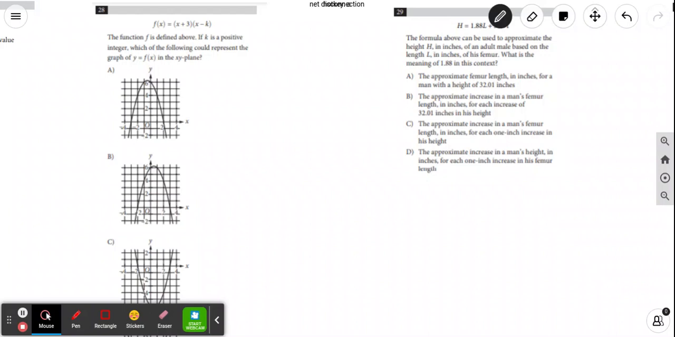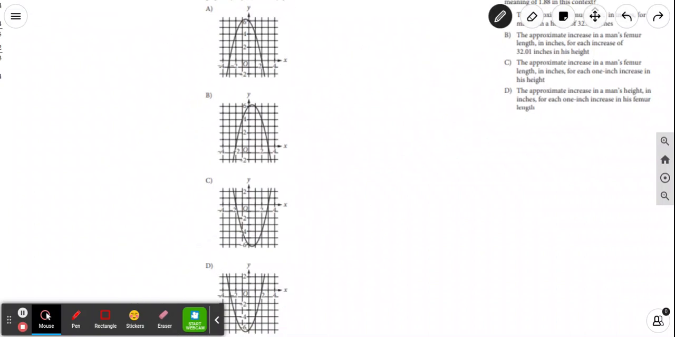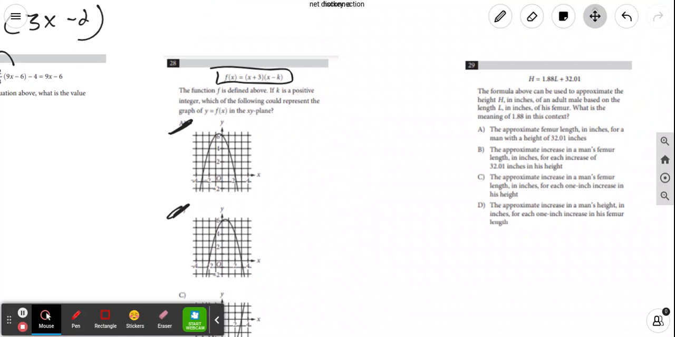Next problem. Right, so here's your function. The first thing I would suggest is up or down. If there's a negative, it's going like this. If it's positive, like that. Okay, since it's positive, you can take out all the ones like this, right? So C or D. And then you have to select x plus 3 and x minus k. Okay, so it says k is a positive integer, so we don't have to worry. We don't have to like worry about it being switched around.